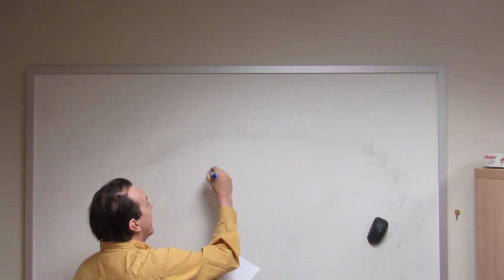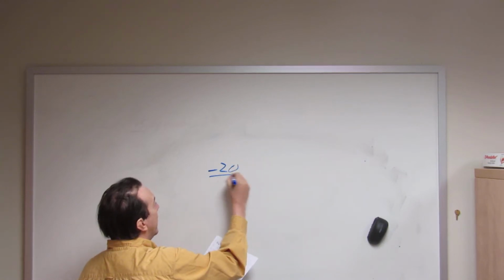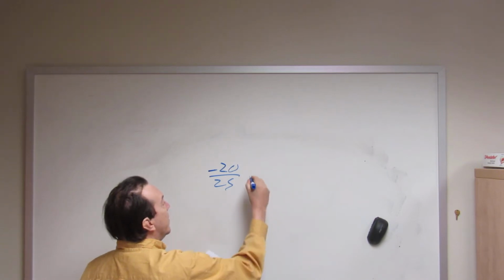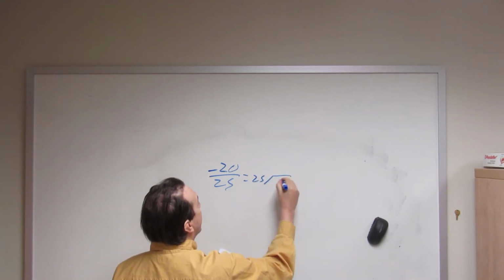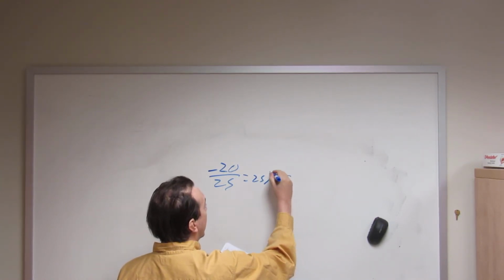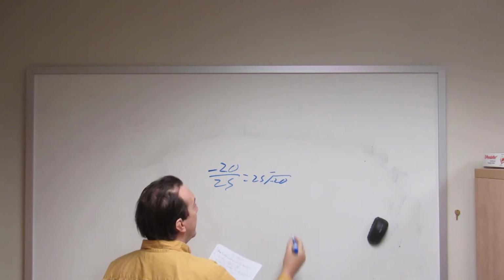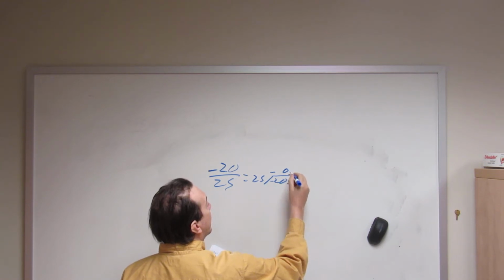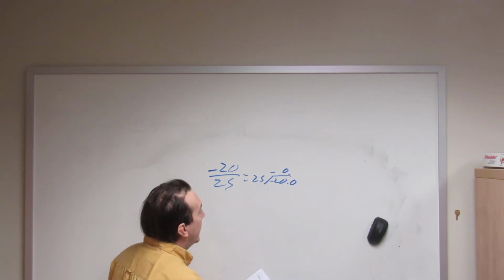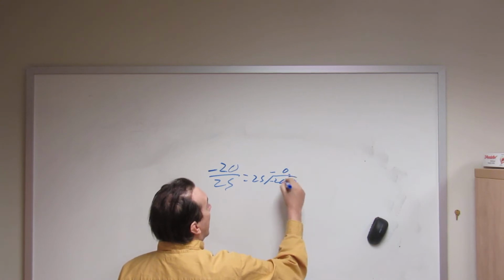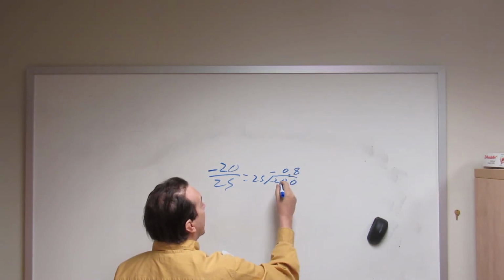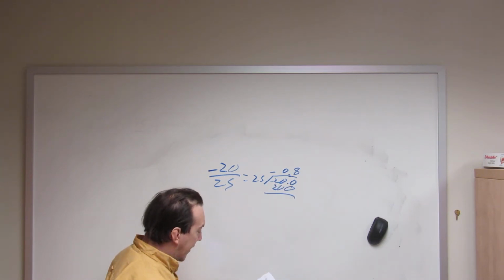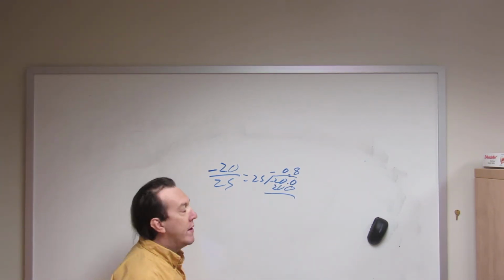Next, we have negative 20 over 25, and we need to make that into a decimal. So it's just going to be 25 into negative 20. Keep that negative sign. It's going to be 0. I'm going to put a point here. And 25 is going to go into 200 8 times. So we get our answer negative 0.8.